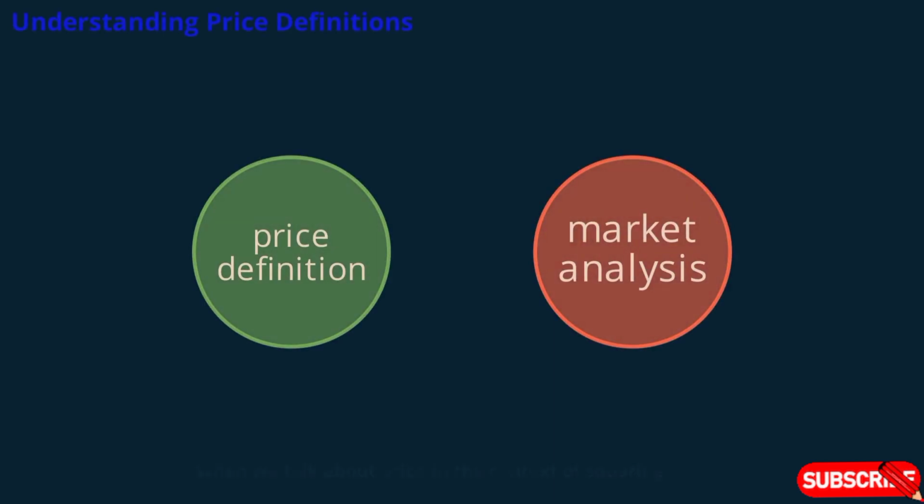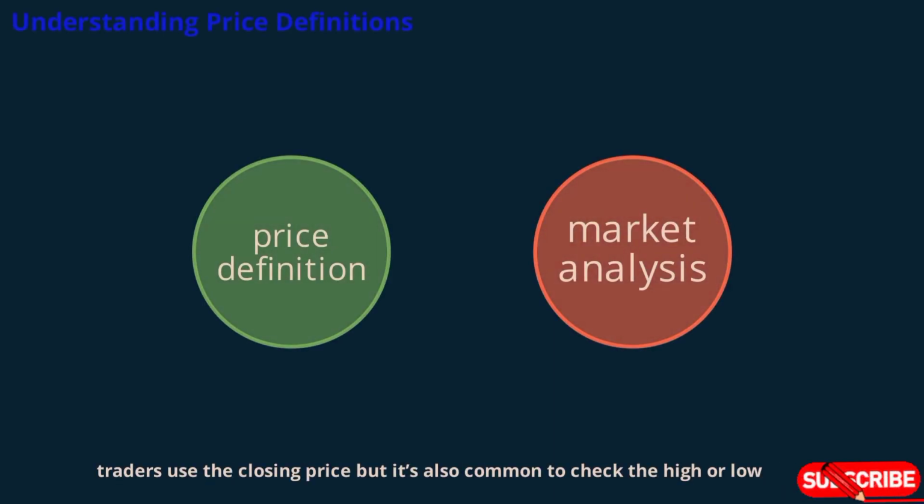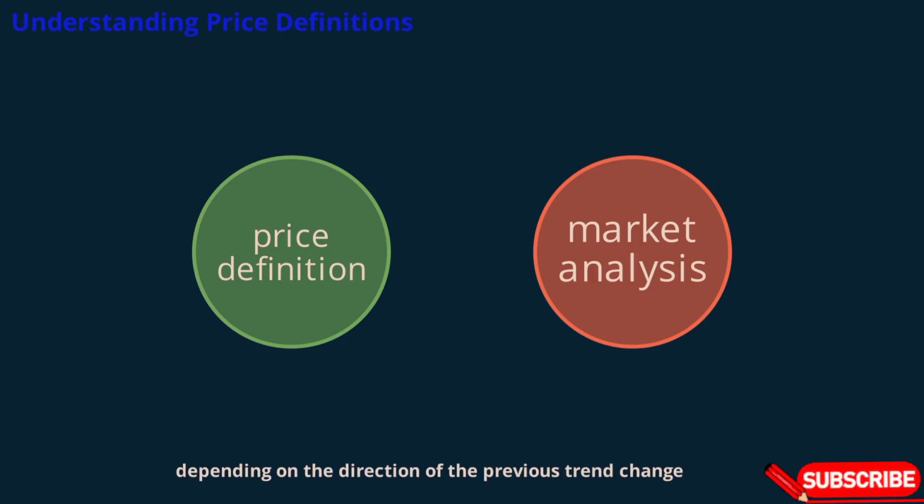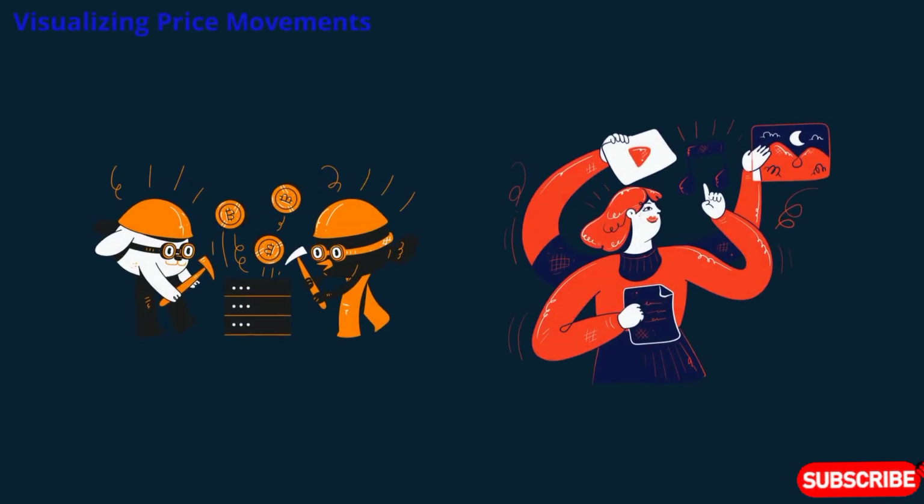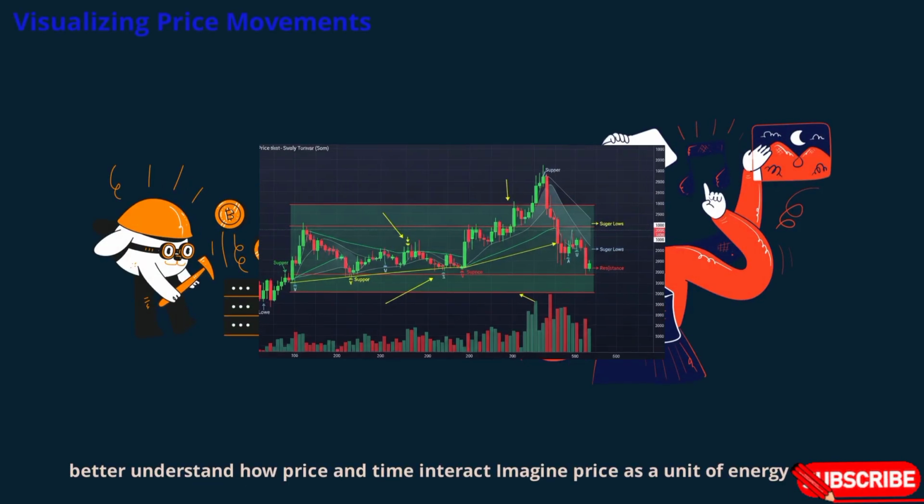When we talk about price in the context of squaring, it's important to clarify what price means. Typically, traders use the closing price, but it's also common to check the high or low depending on the direction of the previous trend change. The price range can be measured in several ways, such as close to close, high to low, or low to high. All these methods are valid, and the choice often depends on your trading style and the specific market you're analyzing. Visualizing price movements can help you better understand how price and time interact.